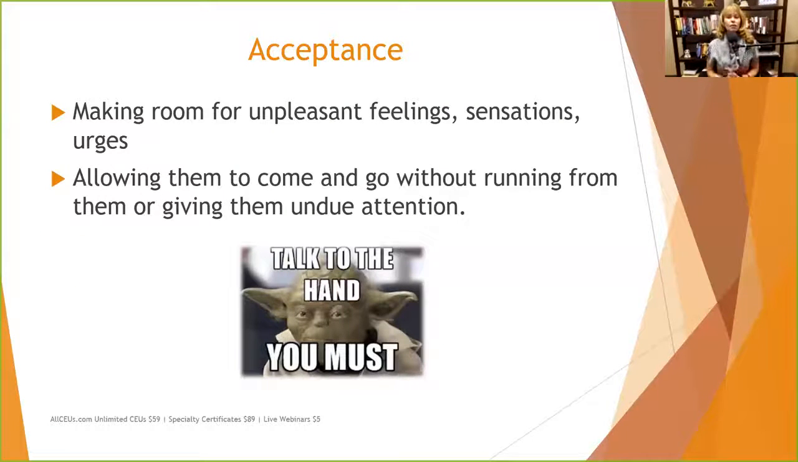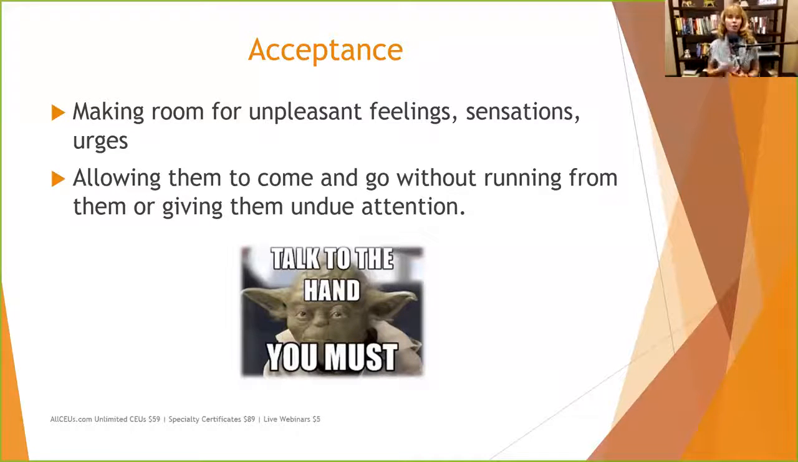And then making room for unpleasant feelings, sensations, and urges so they can come and they can go. Allowing them to come and go without running from them or giving them undue attention. And I like Yoda. He says, talk to the hand you must. And what I mean by that is the fact that we don't want to get angry. If we feel anger and get hooked into it and then start trying to fight with it and nurture it and dwell on it. We just want to let it come in and go out. We don't want to pay it too much attention.